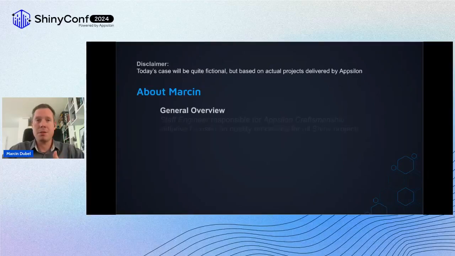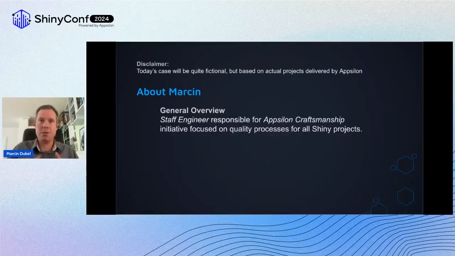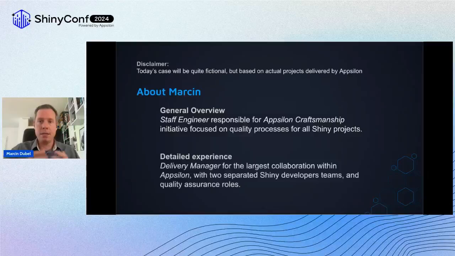By working at Epsilon, I have a general overview as a staff engineer. I'm responsible for the Epsilon Craftsmanship Initiative that is focused on the quality processes that we have across all Shiny projects in the company. But also, I am a delivery manager for the largest collaboration that's going on for years with Epsilon, with two separated Shiny teams, quality assurance roles, and maintaining this quality is a big topic there.